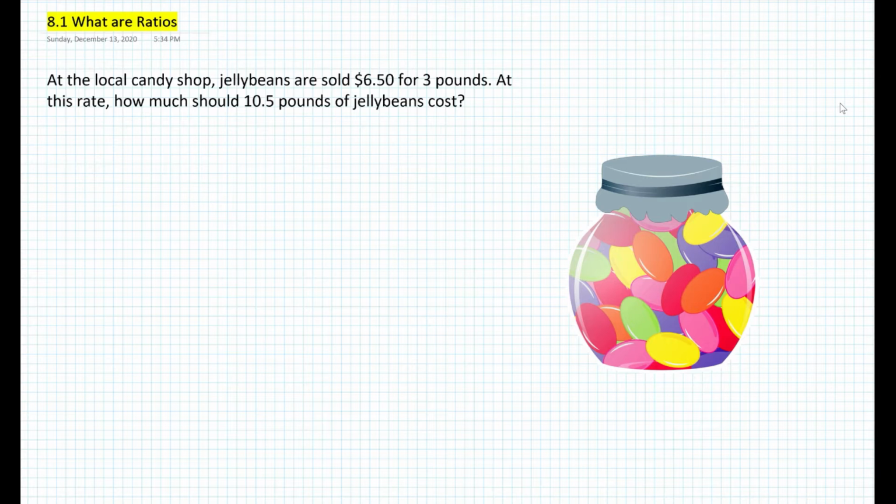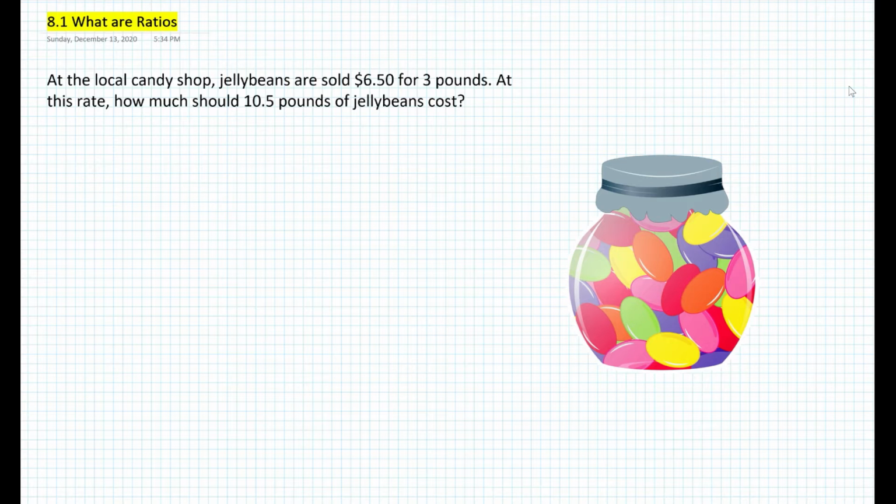In today's lesson, we will be learning about what ratios are. So let's get started with the following problem. At the local candy shop, jelly beans are sold for $6.50 for 3 pounds. At this rate, how much should 10.5 pounds of jelly beans cost? So how do we solve this problem?